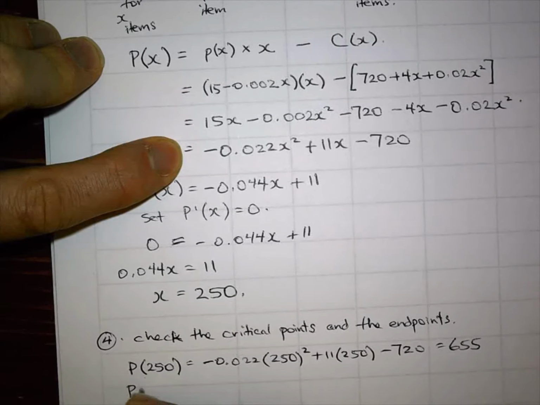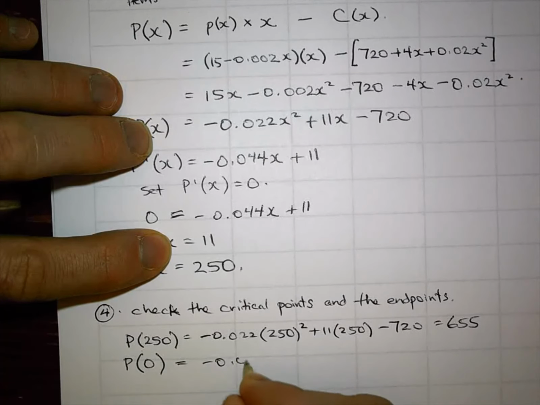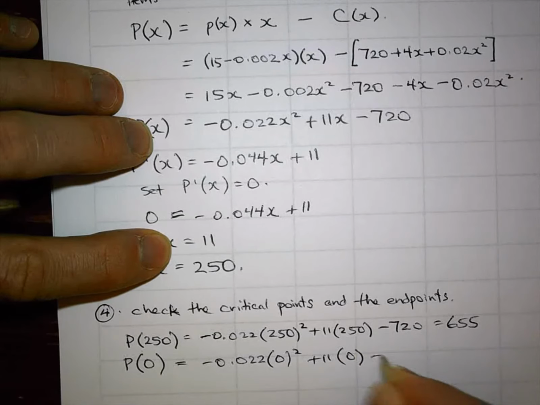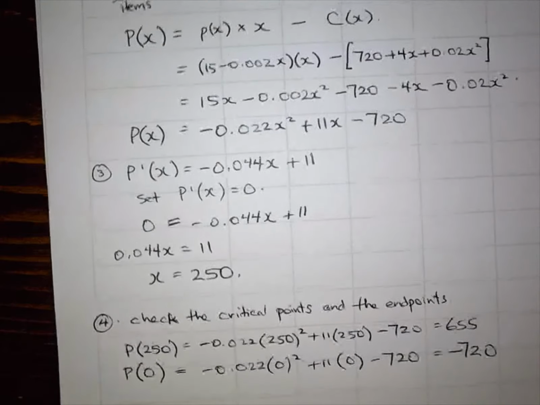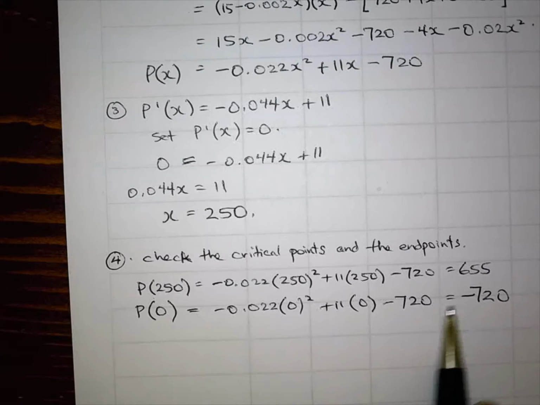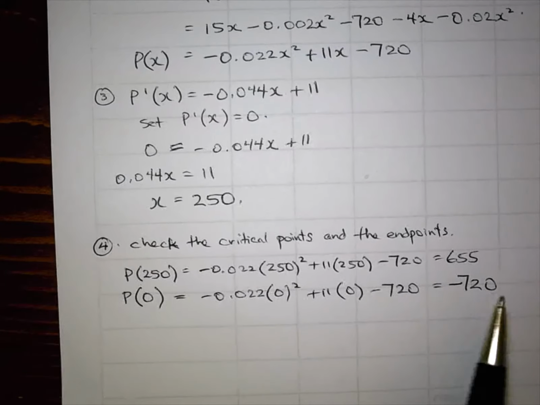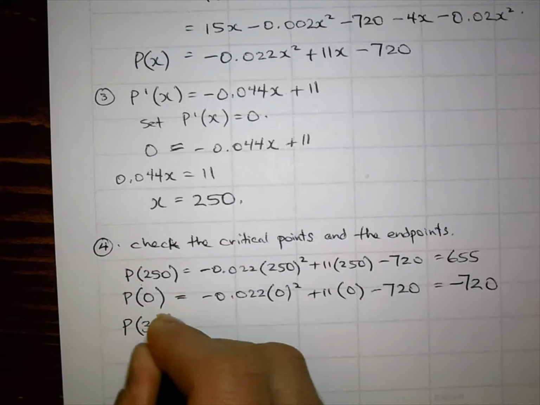Okay, I should also check the profit at, well, let's just check it at 0. It might as well, right? Just to show that this is going to be negative 0.022 times 0 squared plus 11 times 0 minus 720. Whoa, that's not good. At that level, you actually lose money. I mean, it makes sense, right? You're not making anything. You're paying all your workers and your heating for your factory, so you actually lose money. Let's check that kind of upper limit.